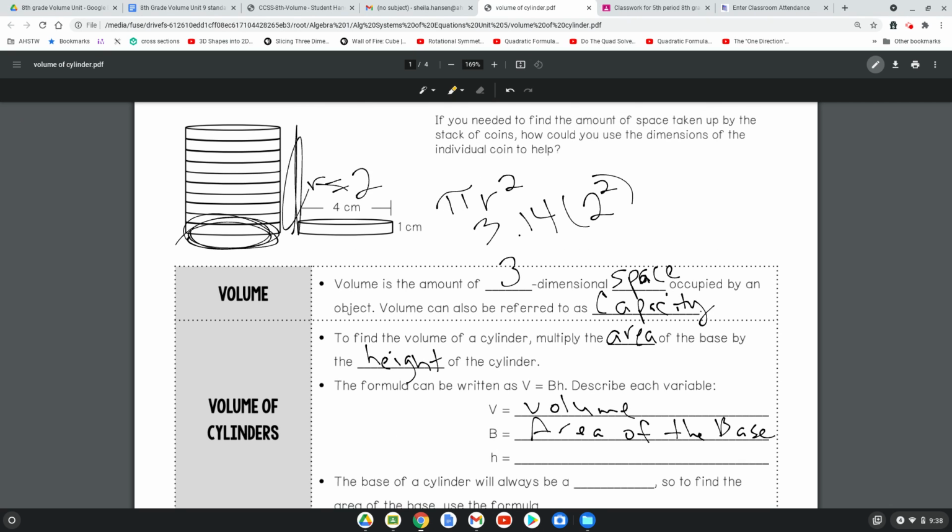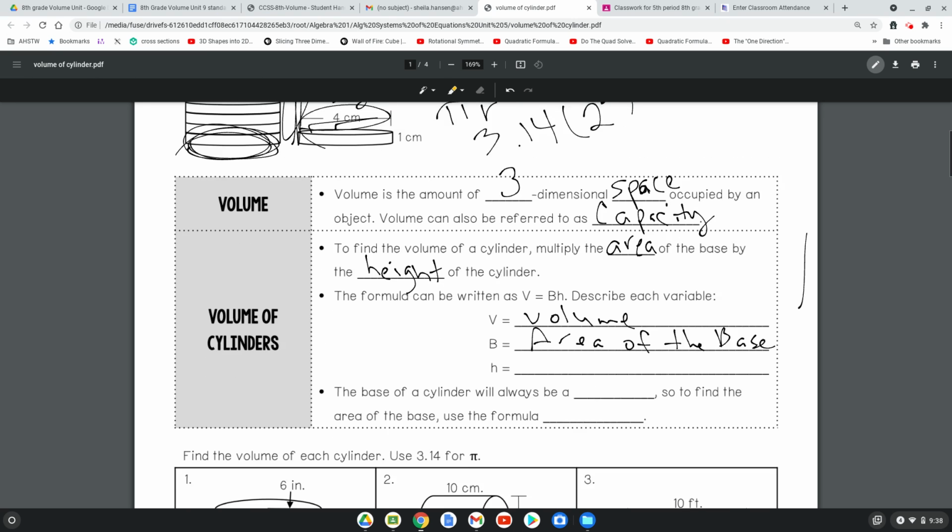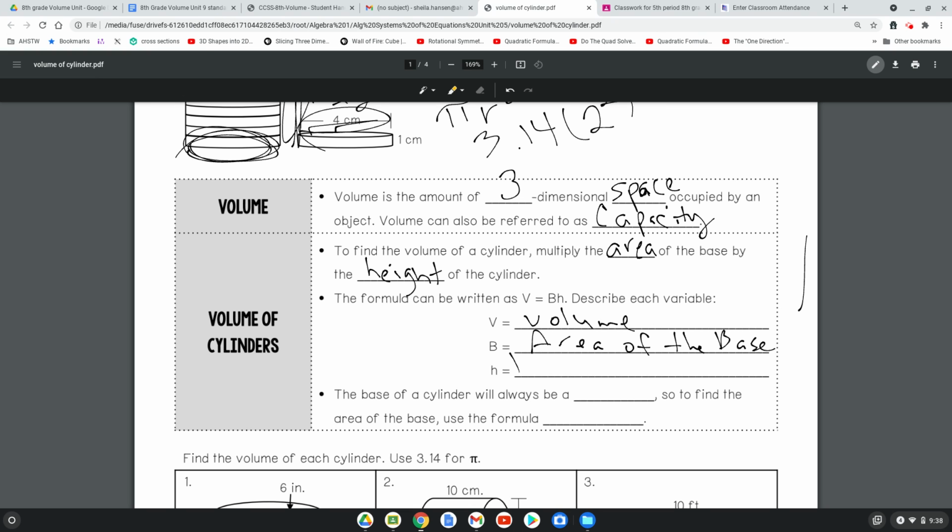So you can't just, on this one up here, you can't just do 4. You have to find the area of it. And then height. And this is really important to note. Obviously it's height, but I want you to note that it's, and write this down, it's the distance between the bases.